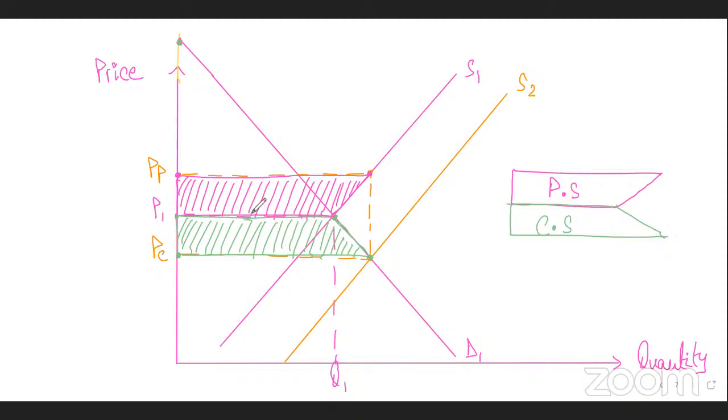But in questions of indirect taxes and subsidy, what becomes a little complicated is to see what was the original price. This would always be the original price, where the original supply and original demand intersect. And the new price will be different for the consumers and for the producers in case of both indirect taxes and subsidies. So that's the tricky part.